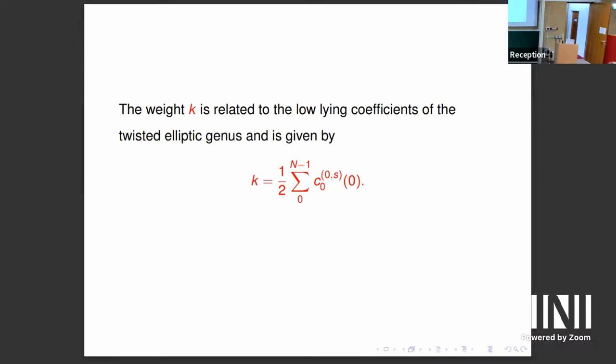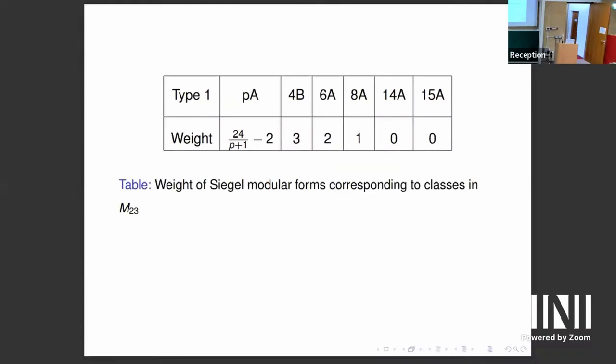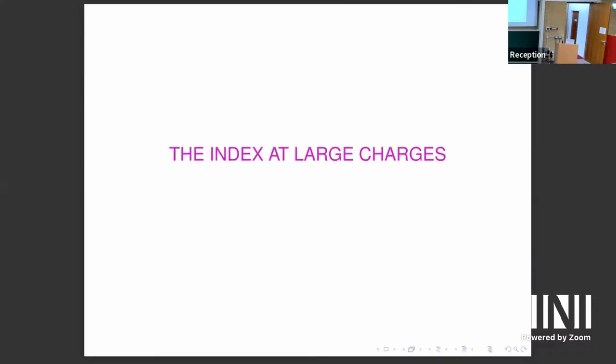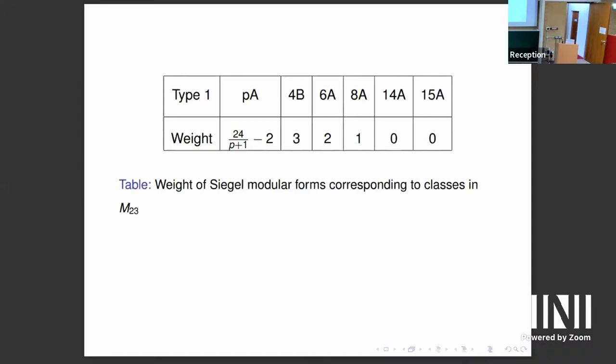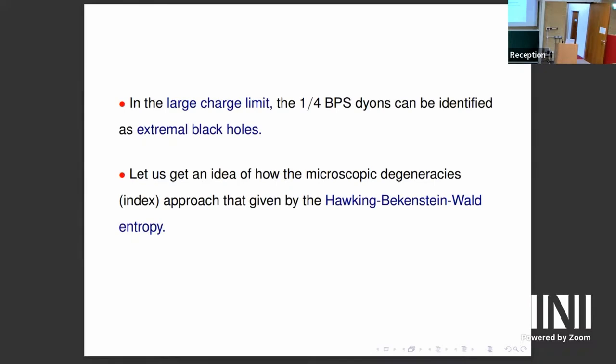Now here are the weights for various things, for the CHL set and the extra one. So once we have this formula, somehow we have got this by counting. I haven't described the counting to you, but say we accept that we have got this from some counting, let's do the first test: take the large charge limit of this. So the index at large charges. The large charge limit of these quarter BPS dyons can be identified as extremal black holes. And let's get an idea of these microscopic degeneracies and how they approach the Bekenstein-Hawking entropy.